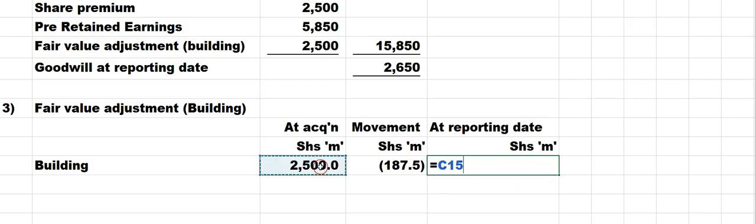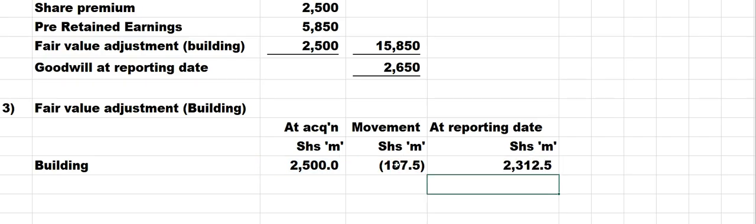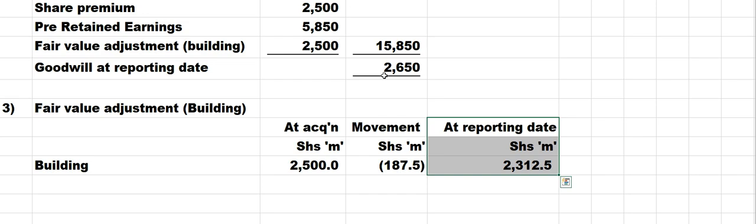So at the reporting date, it means that this building will be having a fair value carrying amount of 2,312.5, that is 2,312,500,000. That would be the carrying amount of that building. Don't forget that this will be added to the PPE.